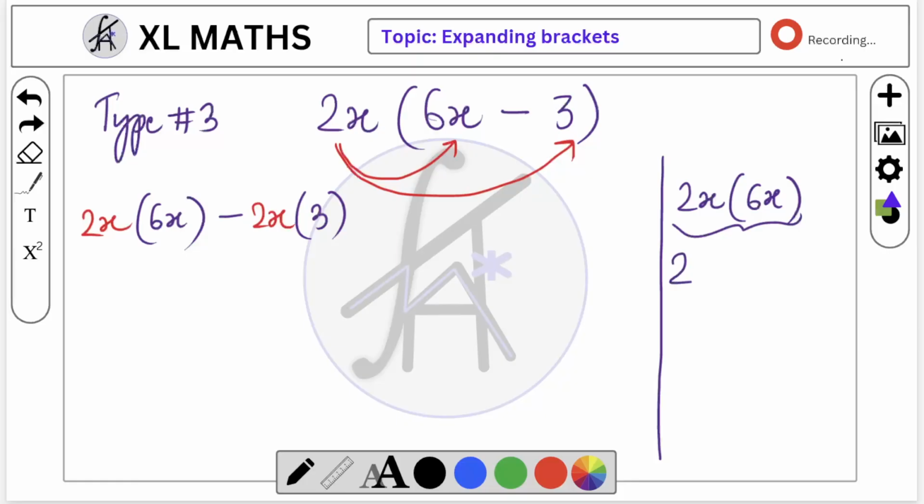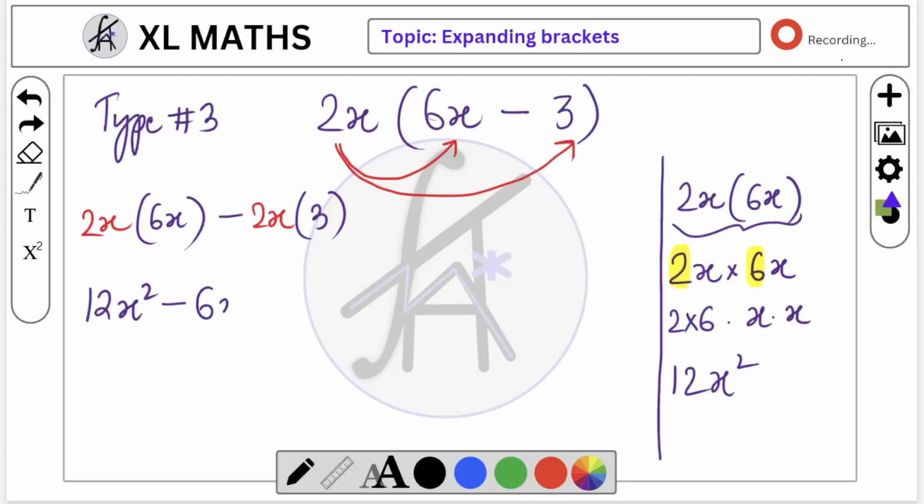So it's 2 times x times 6 times x. So we will take the numbers together and variables together. So we can say 2 times 6 times x times x. Okay, what's 2 times 6? That's 12. X times x, we just discussed, that is x squared. So that's going to be 12x squared, and 2x times 3, so the number times number, minus 6x. So that's what your answer is.